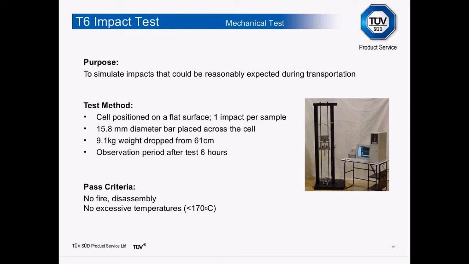Next test is the impact test, and this basically applies to cells only. The cell is positioned on a flat surface, and a metal bar is placed across the cell. Its diameter is 15.8 millimeters. Then a 9.1 kilogram weight is dropped from a height of 61 centimeters onto the cell. It's only one impact per cell.